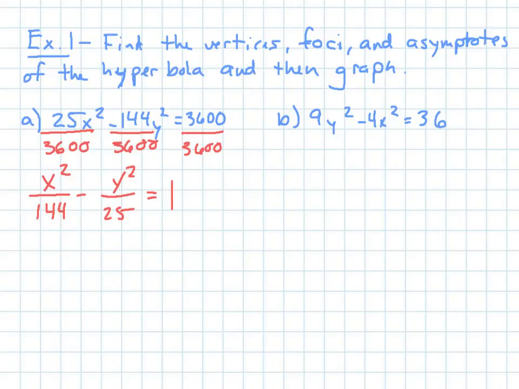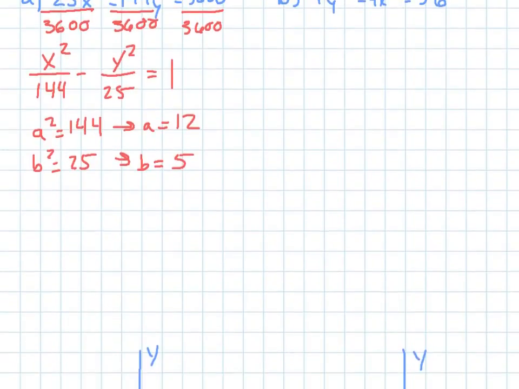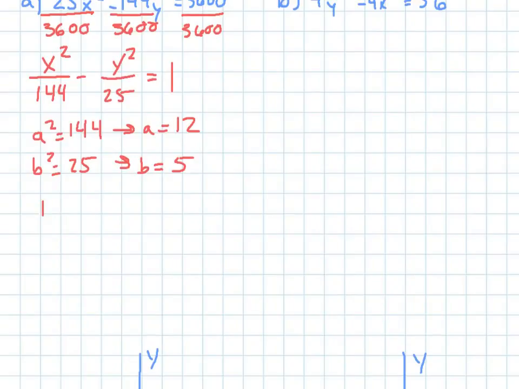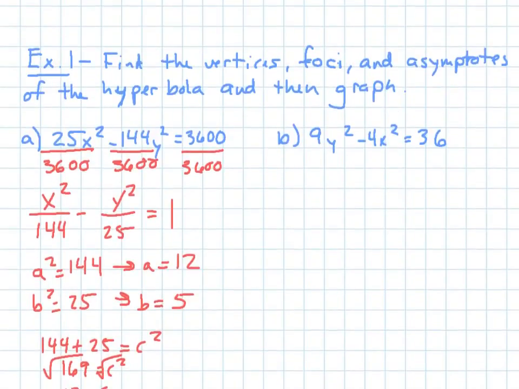Now, since you're given the equation, you know what a squared is, which is 144, which means that a is equal to 12 when you take the square root. B squared is 25, so that means b is equal to 5. Okay, so now you can use that to help you find your c value. So 144 plus 25, because remember a squared plus b squared this time will equal c squared. So now put them together, you get 169, and then you square root, that gets you 13.